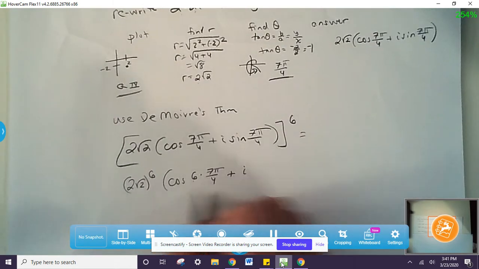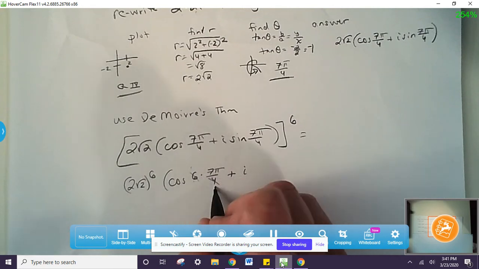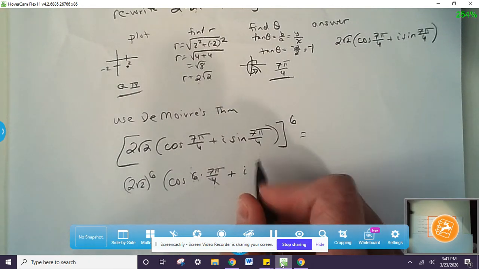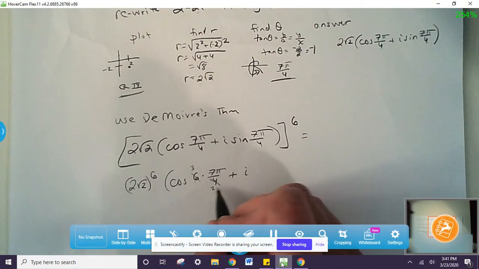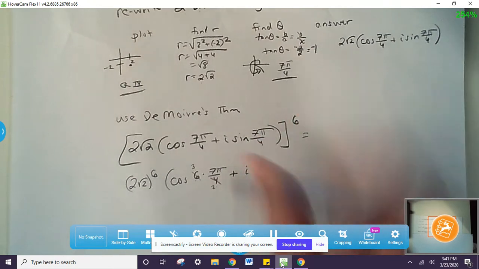You'll want to reduce this. So if you want to reduce early, you can reduce the 6 and the 4 and make it 3 over 2. Let's do that. So that's going to be 3 over 2, which is going to make this 21 pi over 2 inside of cosine.